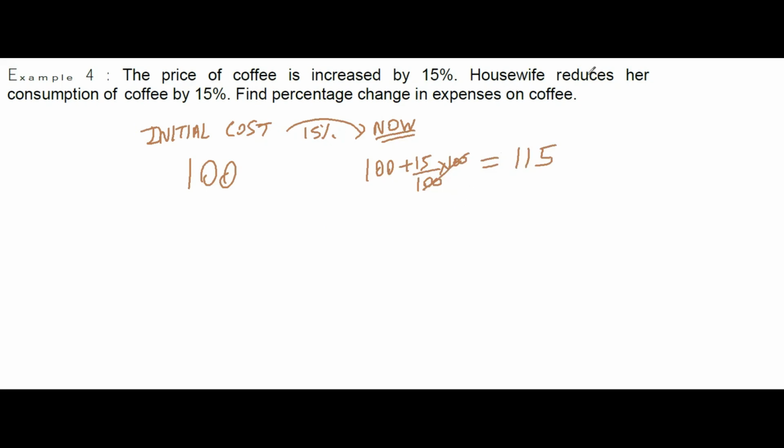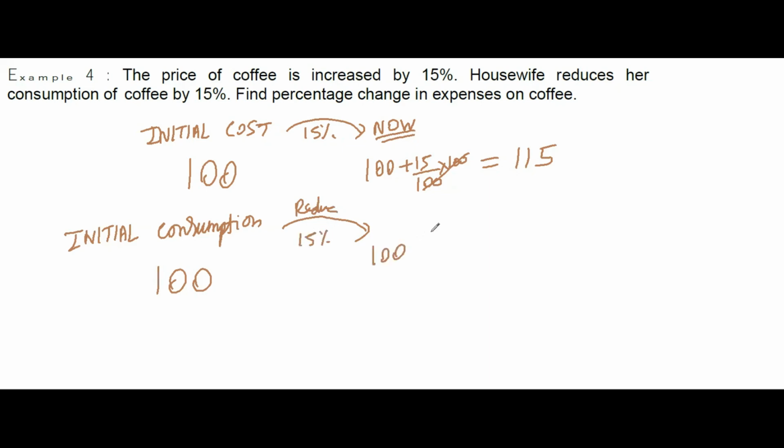Now, the housewife reduces her consumption of coffee by 15%. So initially, let the consumption of the coffee be 100%. Now what have they done? They have reduced it, which means decreased by 15%. So if it is decreased, I will do minus 15% of the consumption, that is 100. So I will get 100 minus 15, that is 85.